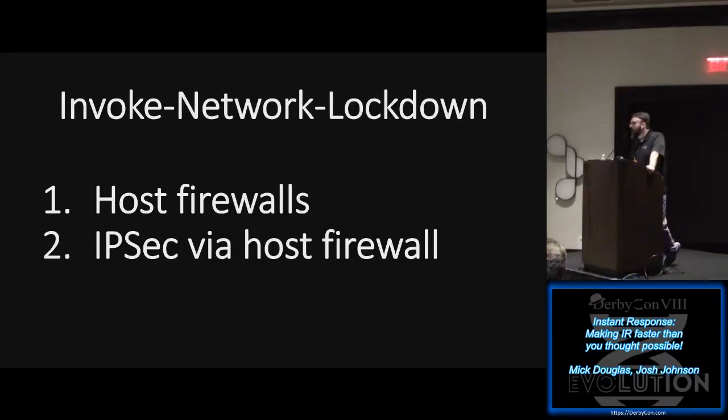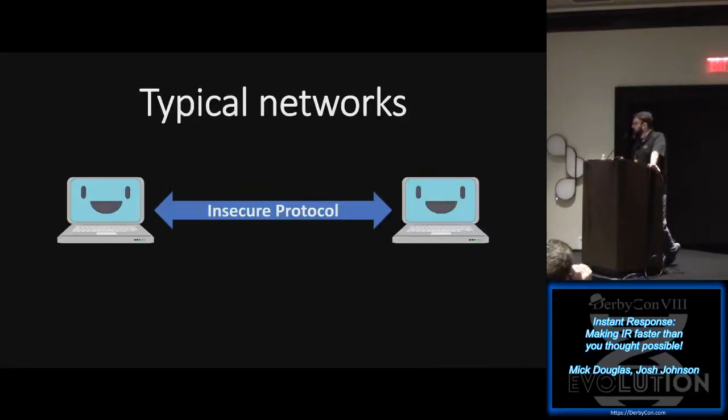I am shocked and a little embarrassed to admit that less than a year ago, I didn't know that Windows Firewall can actually instantiate IPsec communications from point to point. So it's pretty awesome when you start using some of these things in creative ways. So when you have your typical networks, the attackers know that there's insecure protocols and machines are chatting to one another in really weak ways.